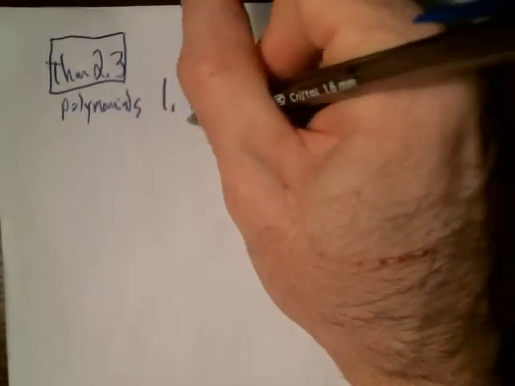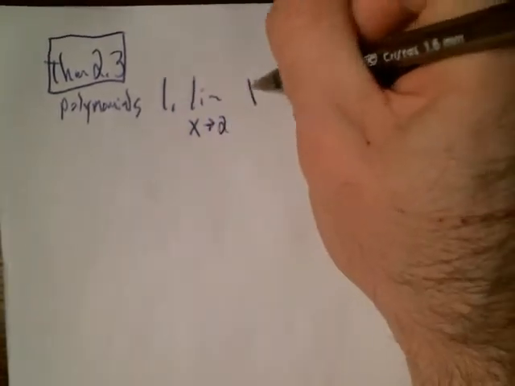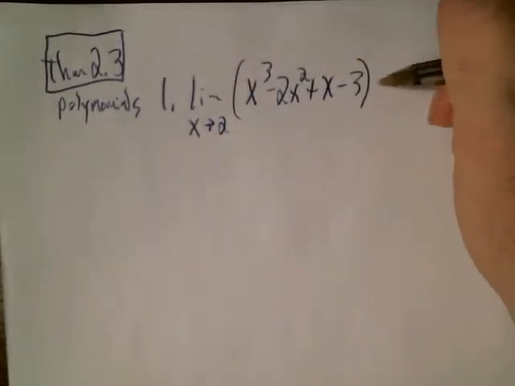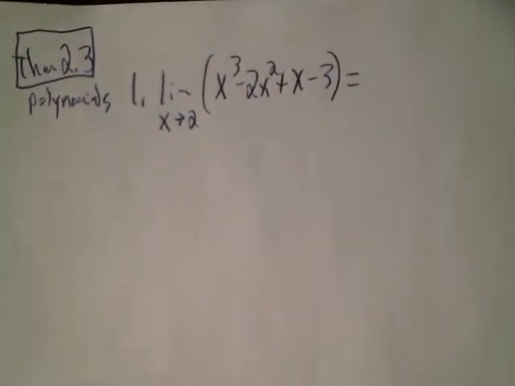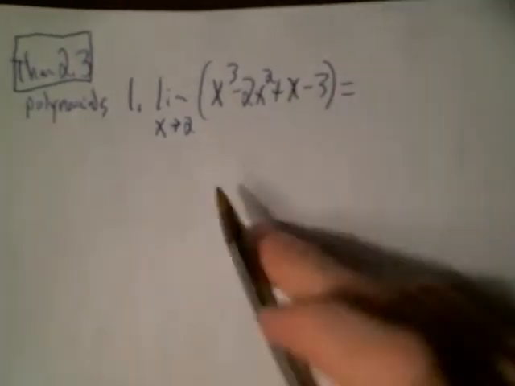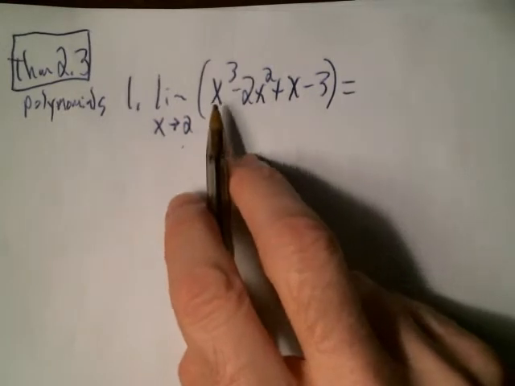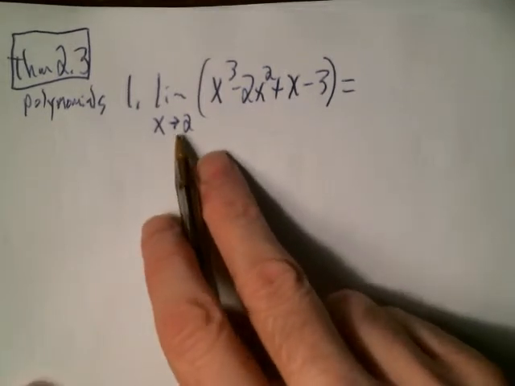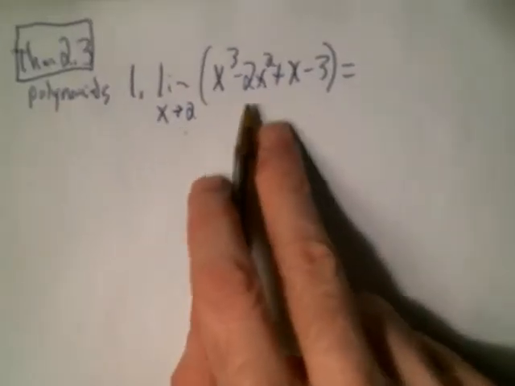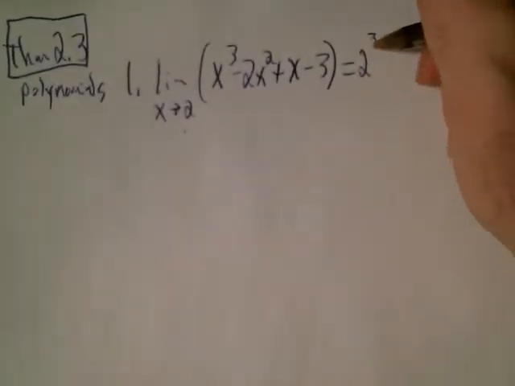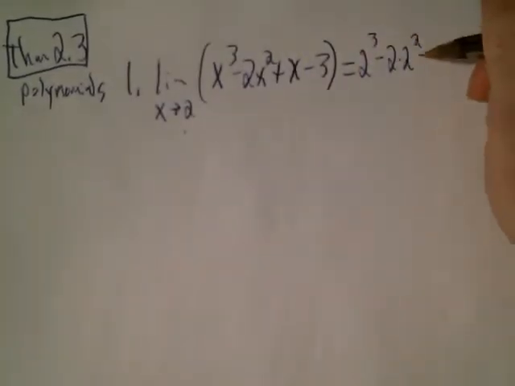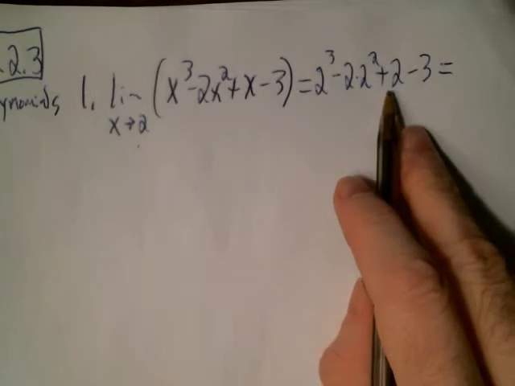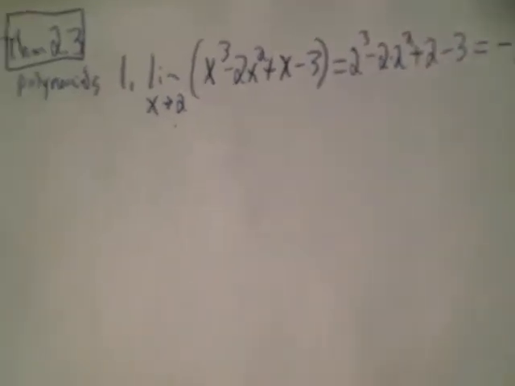So the limit as x goes to 2 of x cubed minus 2x squared plus x minus 3. And you could do a substitution on polynomials. It's going to work. You could break it all up, obviously, take the sum of the limits, and then factor out these constants. But at the end of the day, theorem 2.3 is telling you could just do a substitution. So you get 2 cubed minus 2 times 2 squared plus 2 minus 3. Okay. 8 minus 8 is 0. 2 minus 3 is -1.